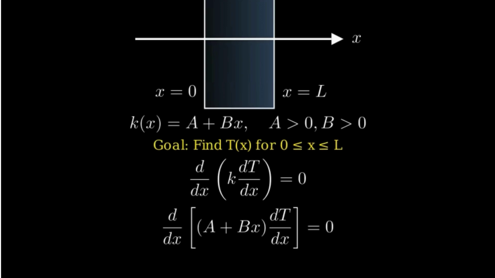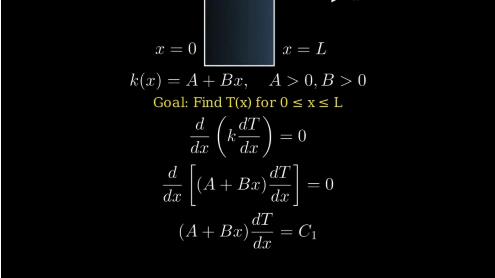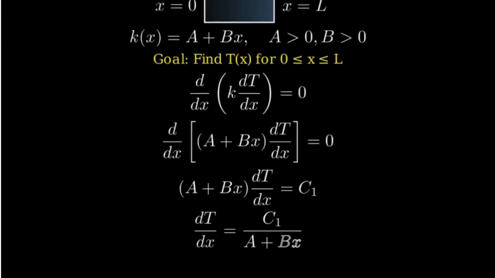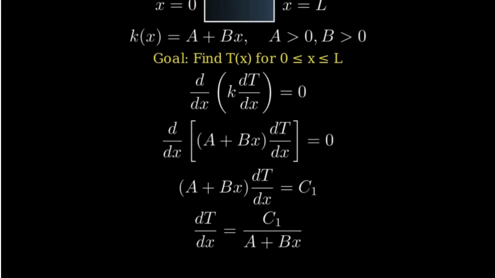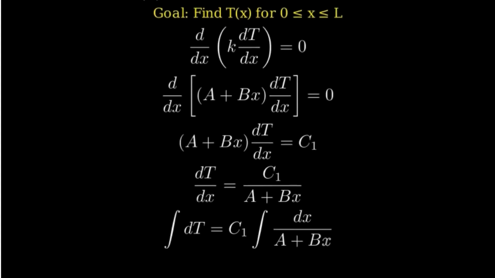Now, let's solve this differential equation step by step. First, we integrate the equation once with respect to x. Since the derivative equals 0, the expression inside must be a constant. Let's call this constant C sub 1. Rearranging, we get dT/dx equals C sub 1 divided by A plus Bx. To find the temperature function T of x, we need to integrate again. We have the integral of dT equals C sub 1 times the integral of dx over A plus Bx.